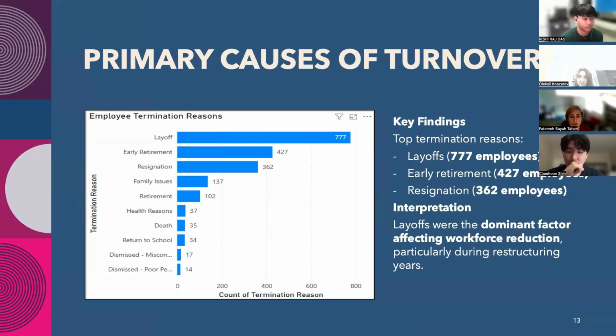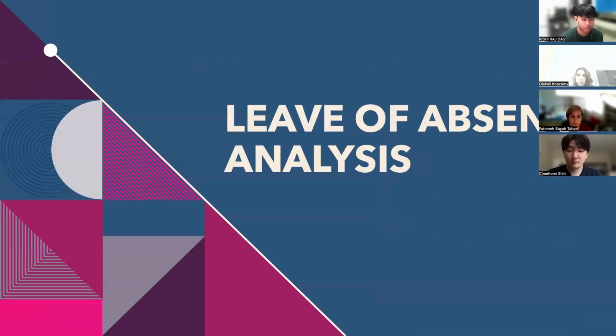This slide shows the main reasons employees left the company. The most common reason was layoff with 777 employees, followed by early retirement with 427 employees and resignation with 362 employees. This result confirmed that workforce restructuring and layoffs were the major drivers of turnover. Thank you.